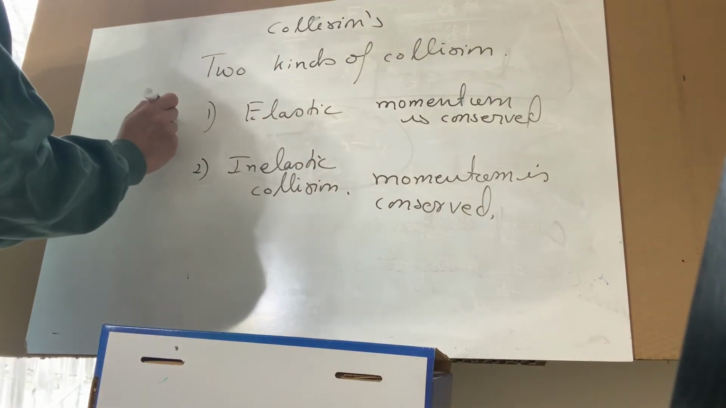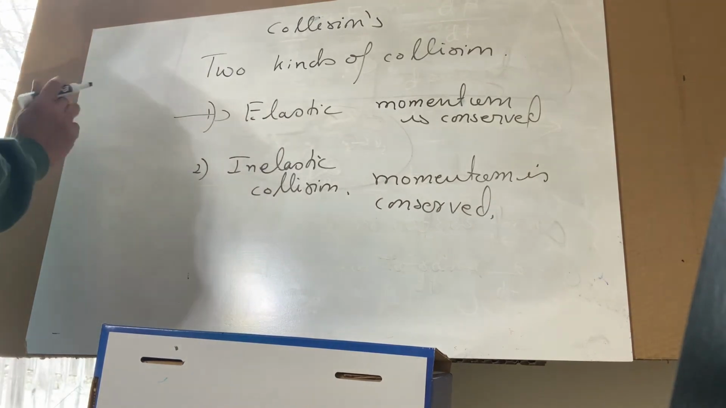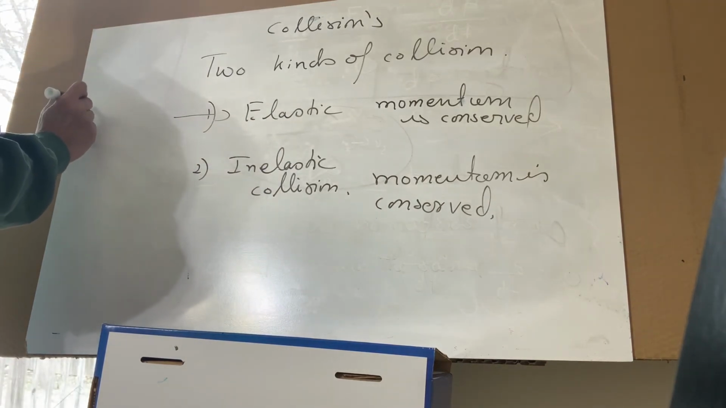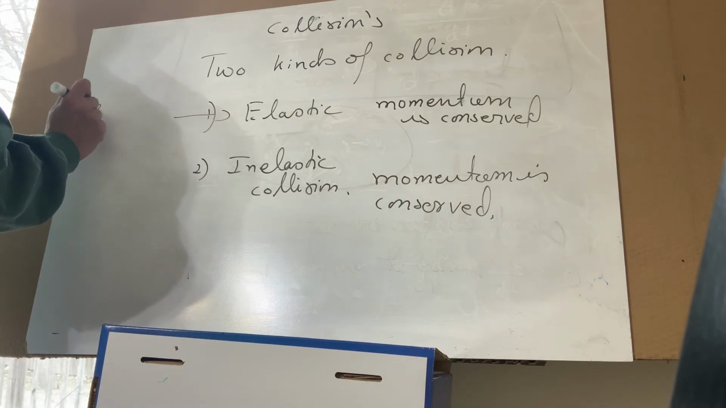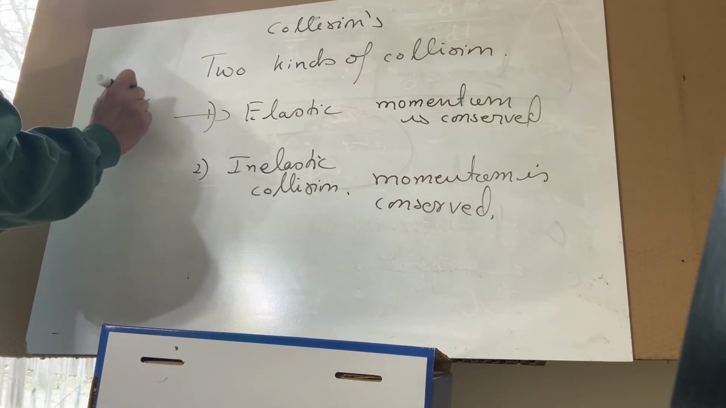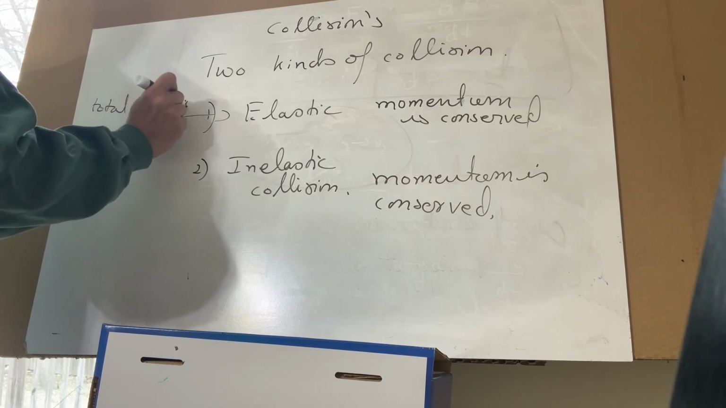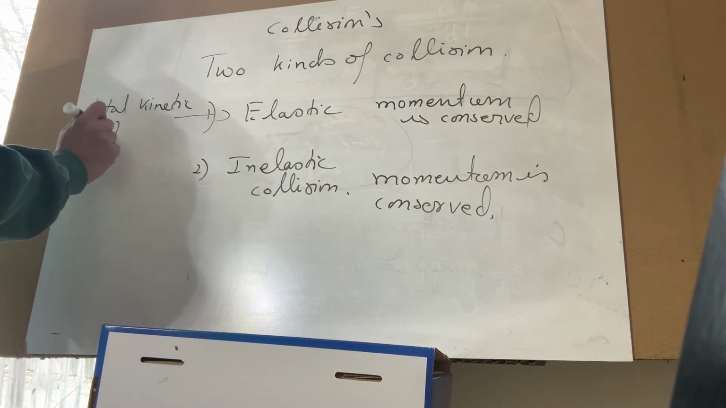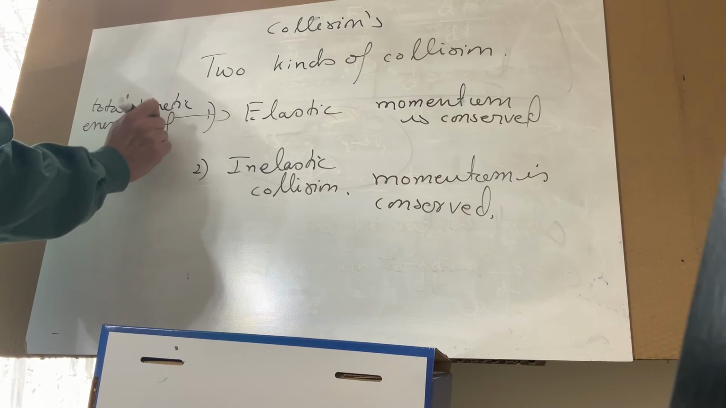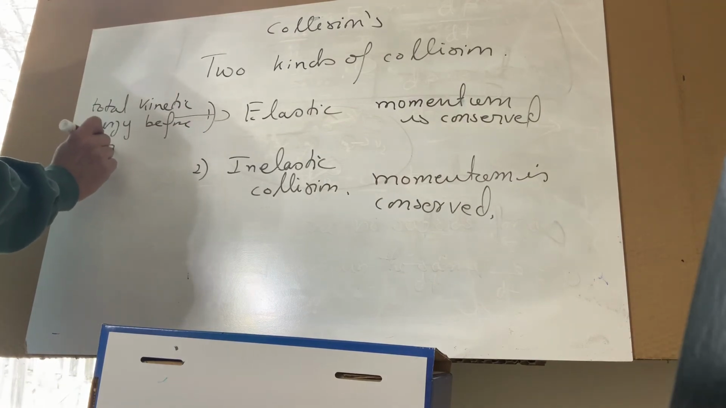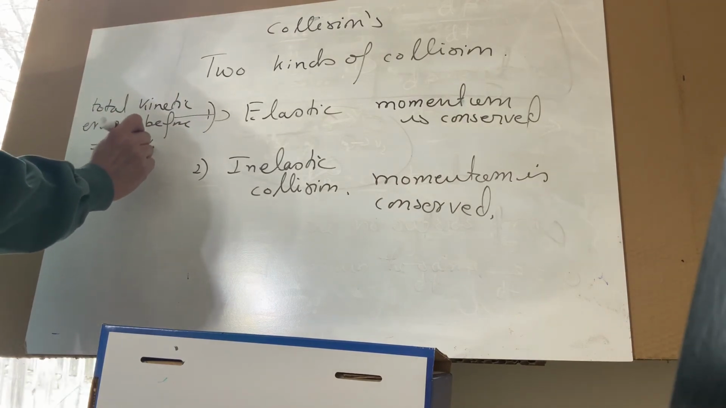What is an elastic collision? An elastic collision is a collision in which the total kinetic energy before is equal to the total kinetic energy after.